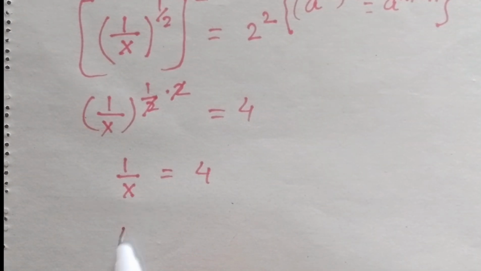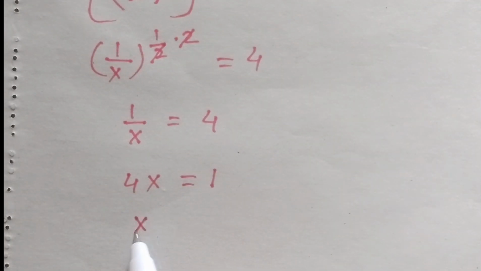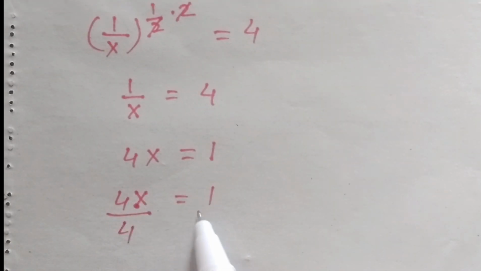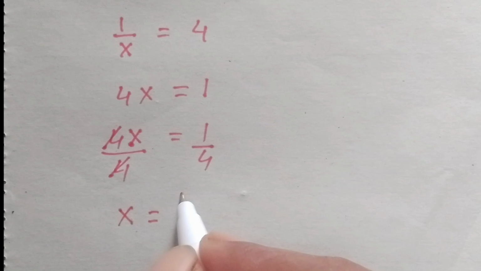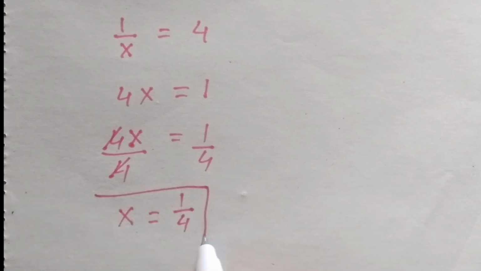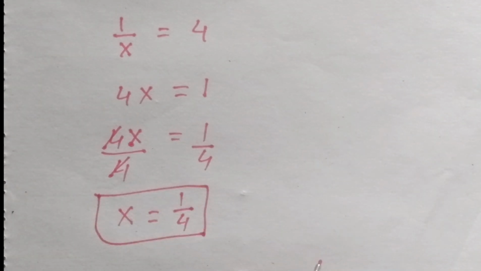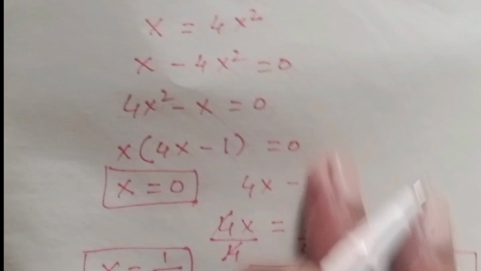Multiply both sides by x, so we will get 4x is equal to 1. Now divide both sides by 4. These cancel, so x is equal to 1 over 4. Now we have two values of x: x is equal to 0 and x is equal to 1 over 4.